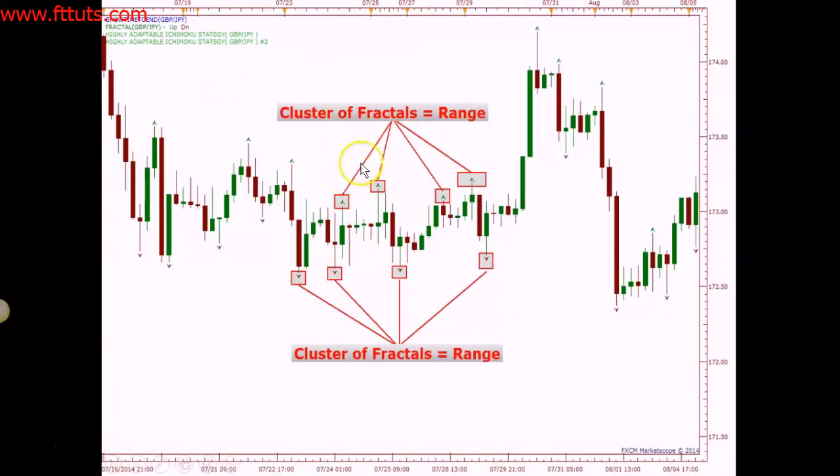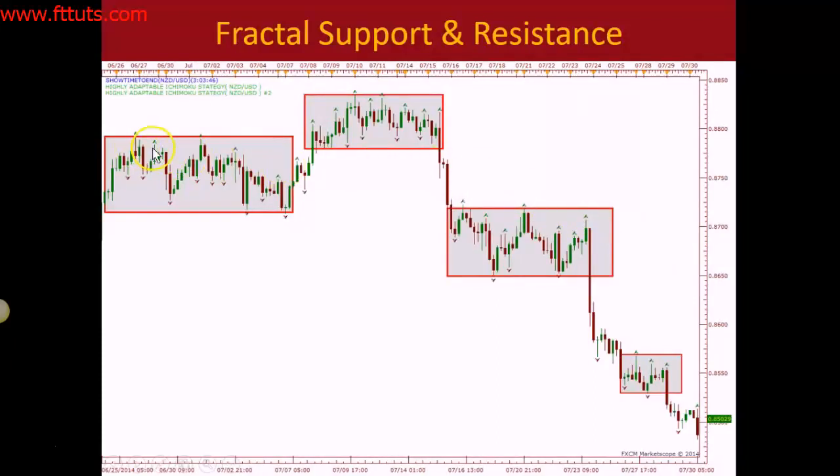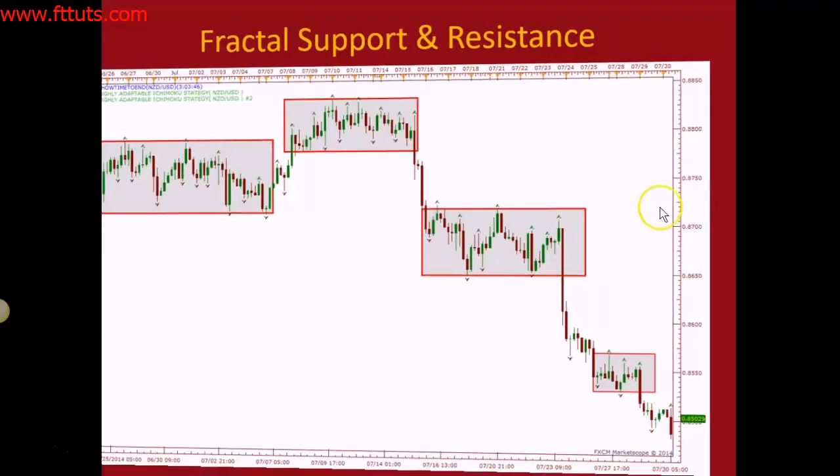But here you can see you have a cluster of fractals, which makes this little range area here. Clusters of fractals equals the range. You can see all these clustered fractals made a range. Same thing here with all the areas grayed in.